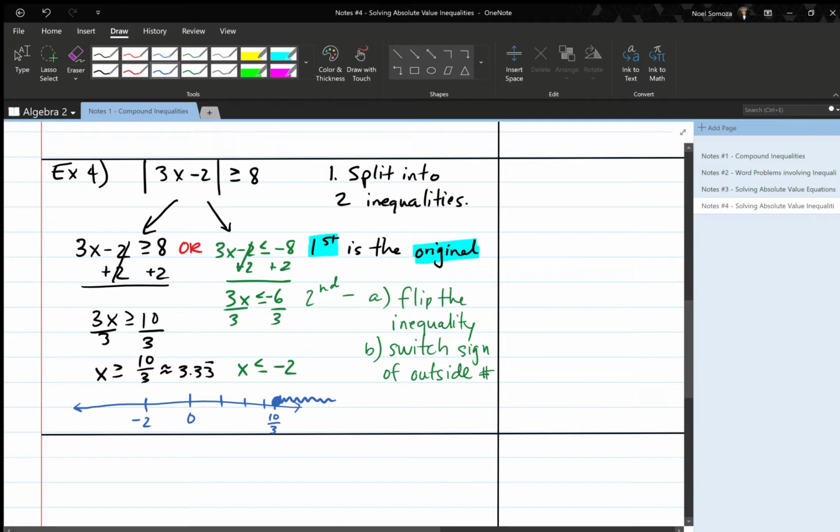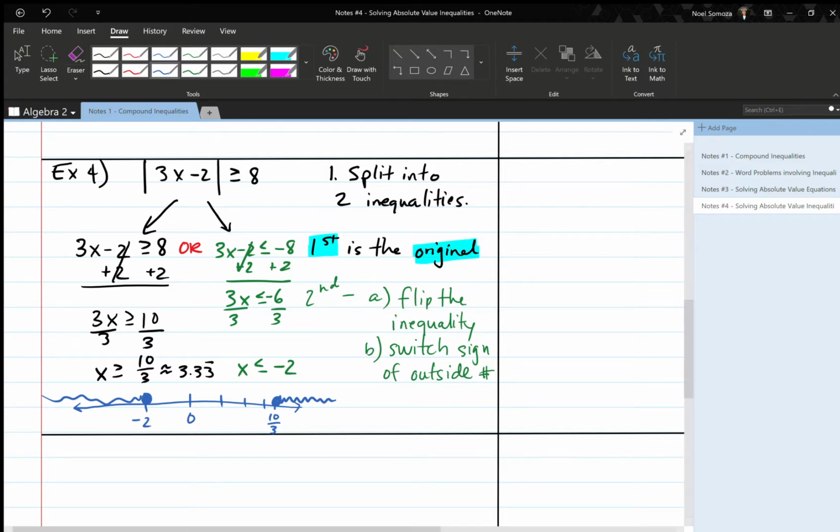X is less than or equal to negative 2. Closed circle at negative 2. And which way do we shade? Left. Okay. And here's the part where you guys need to practice writing these intervals. All right? So, try it right now on your own, without me. See if you can get it. Okay, and then we'll do it right now and you can check.